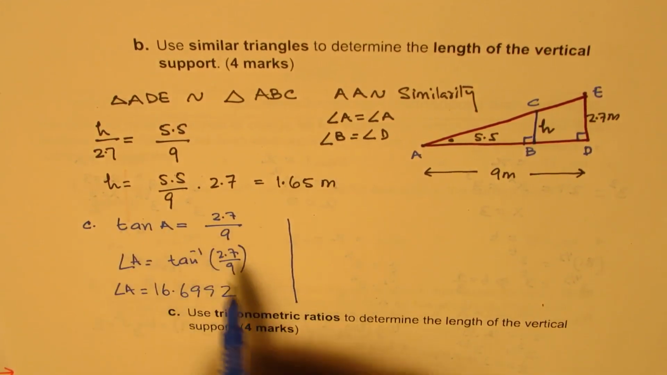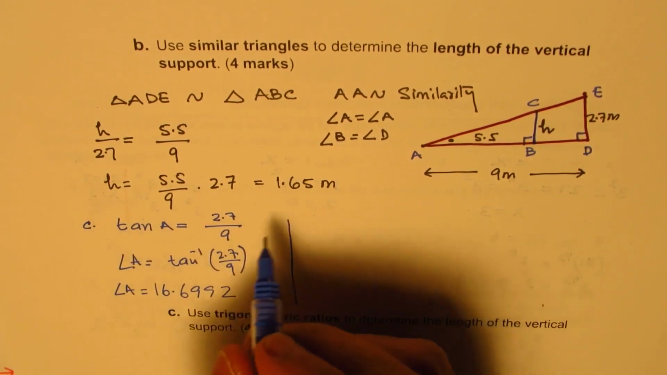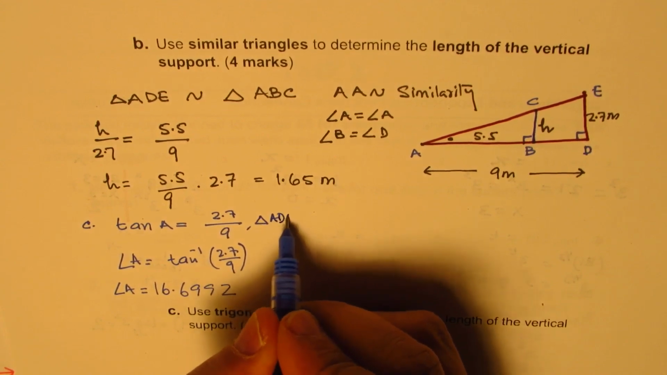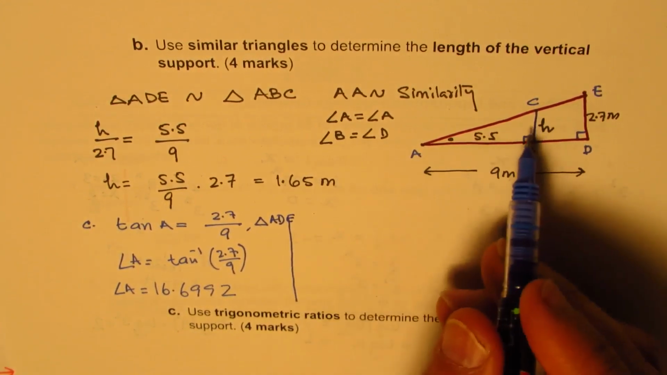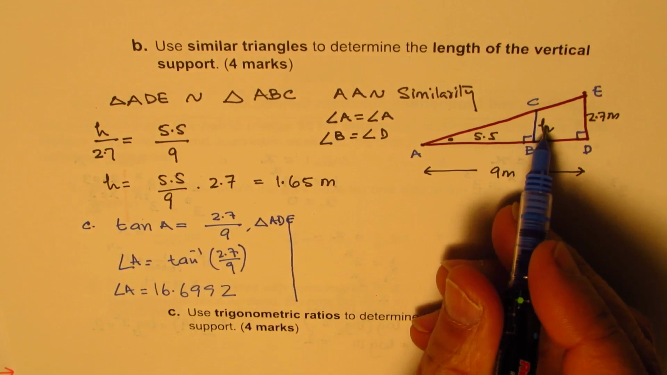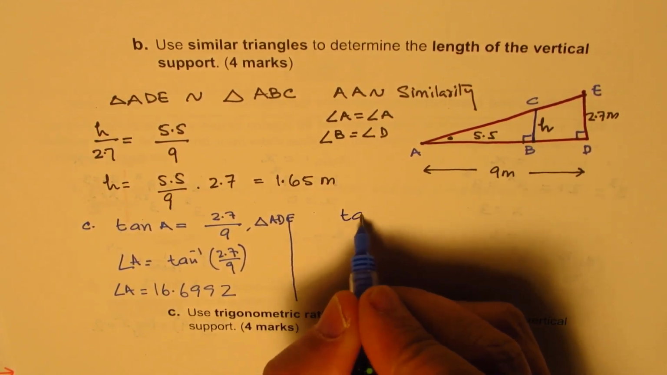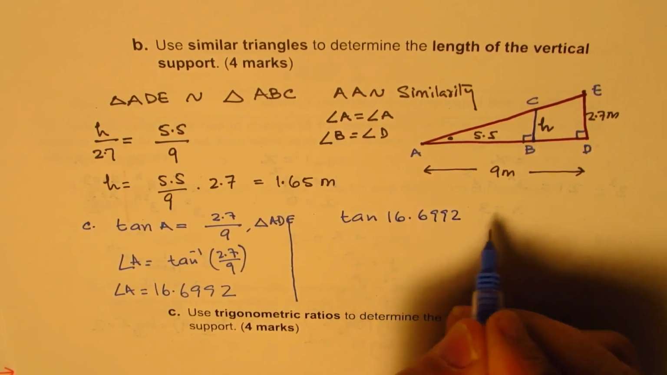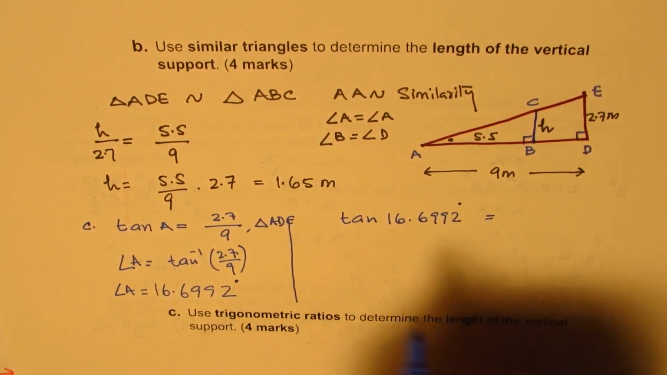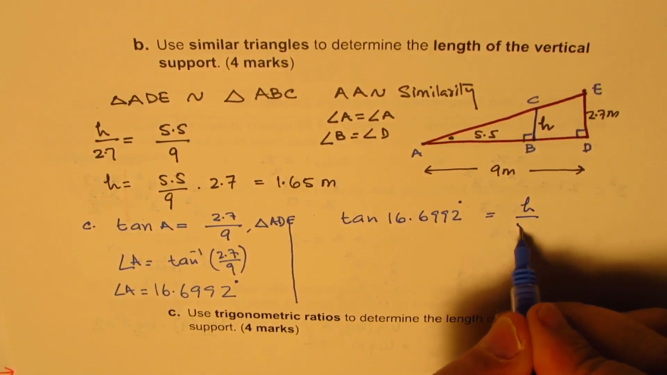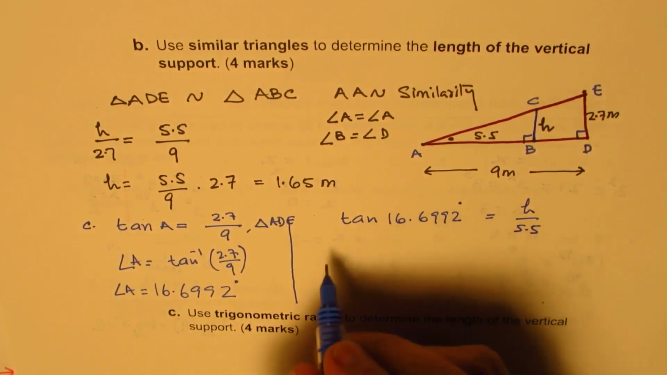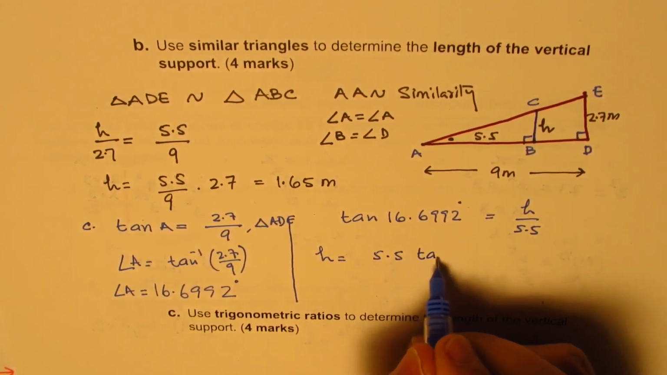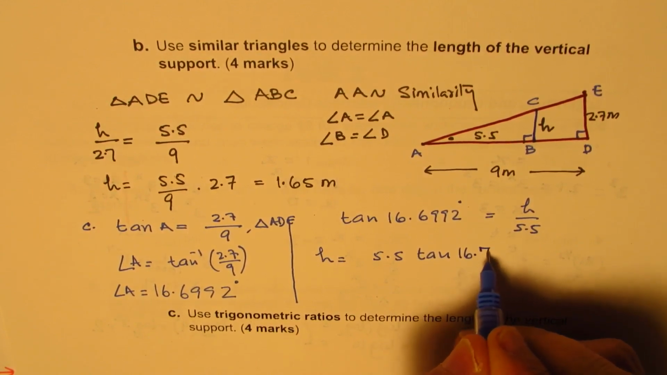Now if you look into, that was the bigger triangle. So this is in triangle ADE. Now in the smaller triangle, we know that this height is h over tan phi. So we know tan of this angle 16.6992 is basically equal to height over 5.5. Okay? So we can cross multiply and write height as 5.5 times tan of, let's say, 16.7. Correct?